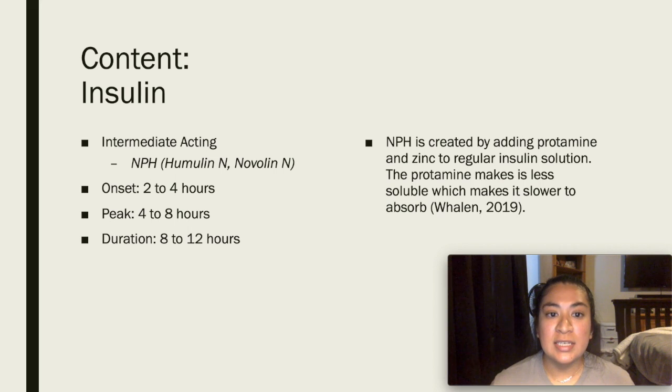Intermediate acting insulin is our NPH, Humulin N or Novolin N. It has an onset of 2 to 4 hours, peaks in 4 to 8, and lasts about 8 to 12 hours. NPH is actually created by adding protamine and zinc to regular insulin. The protamine makes it less soluble, which makes it slower to absorb.